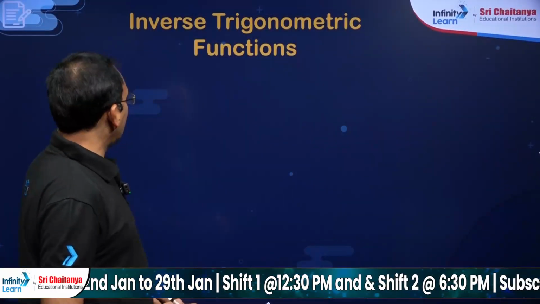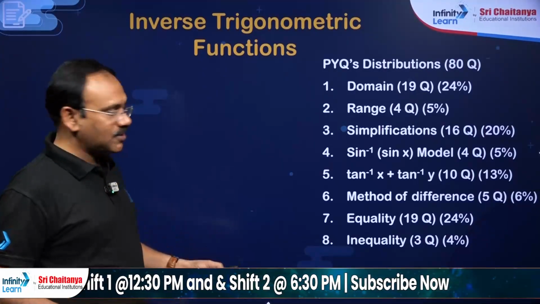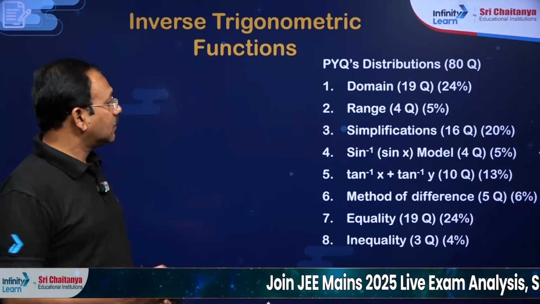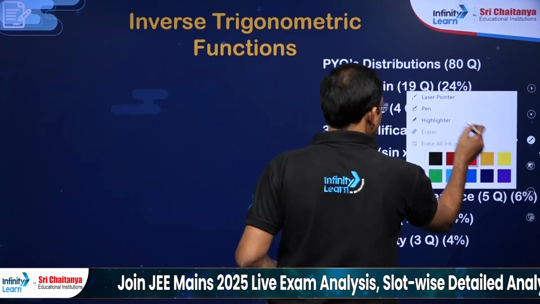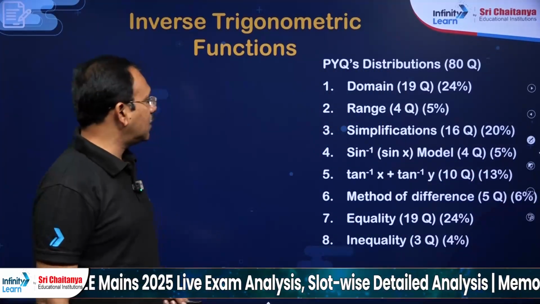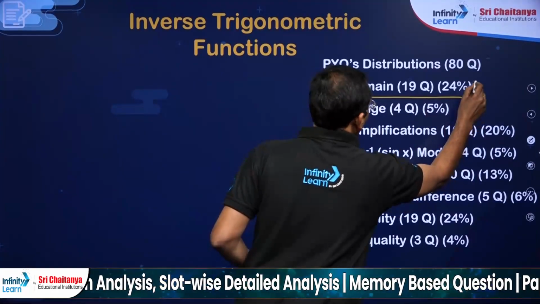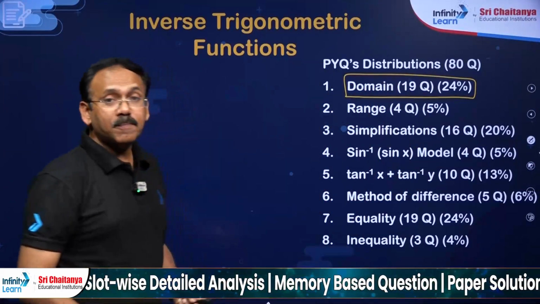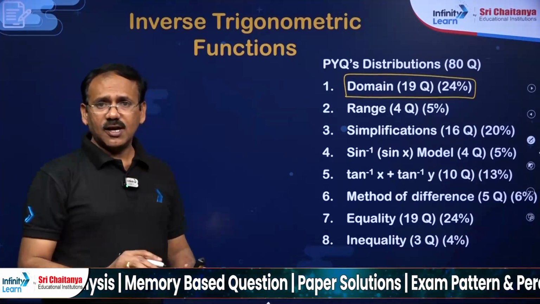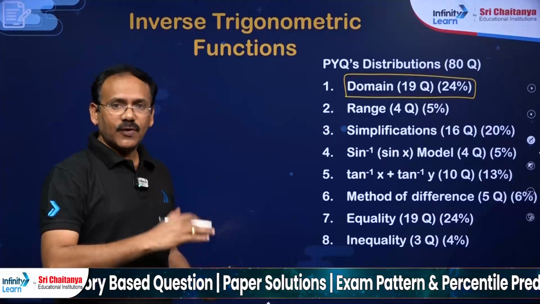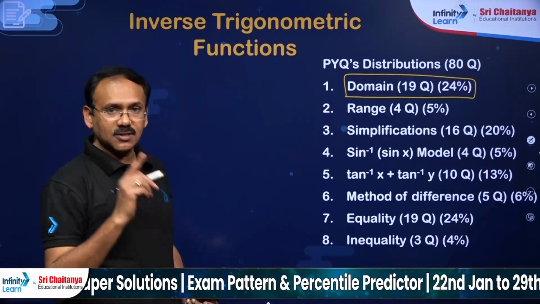You see dear students, I have divided the topic into identified subtopics, there are 8, and there are 80 questions in inverse trigonometric functions. Out of these 80, domain based questions there are 19. You see, 24% of the questions are based on domain. You can also say these are questions related to functions, so in functions also we try to find domain. So the domain of the functions involving inverse trigonometric functions, that is the point.